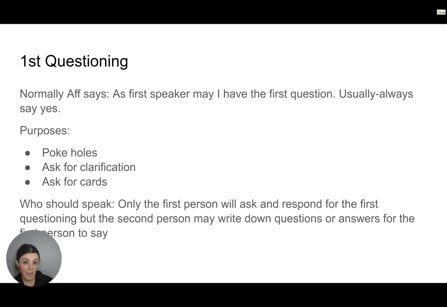There are three main purposes to questioning. There is either poking holes in your opponent's case, asking for clarification, and asking for cards, or pretty much proof that their evidence is true.